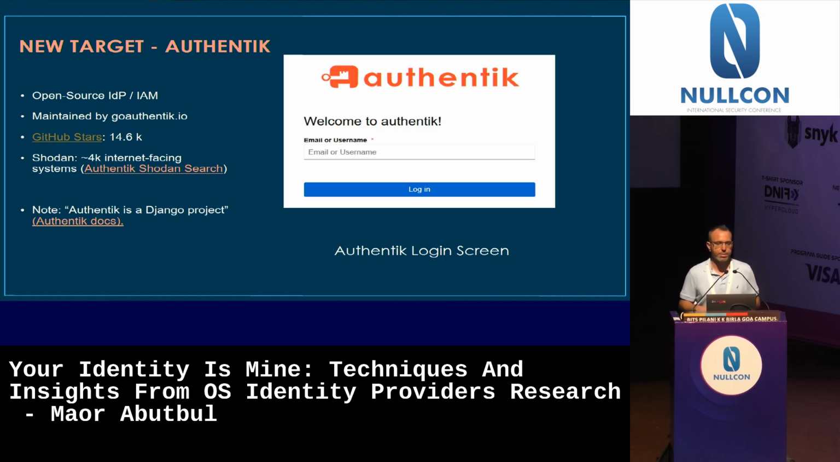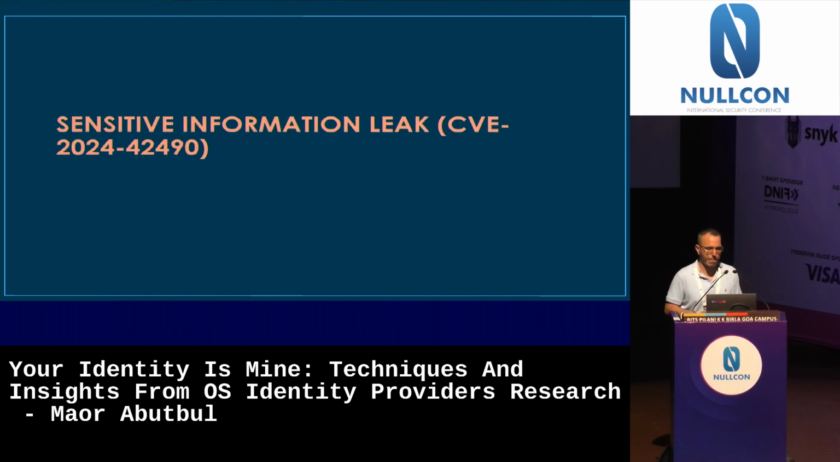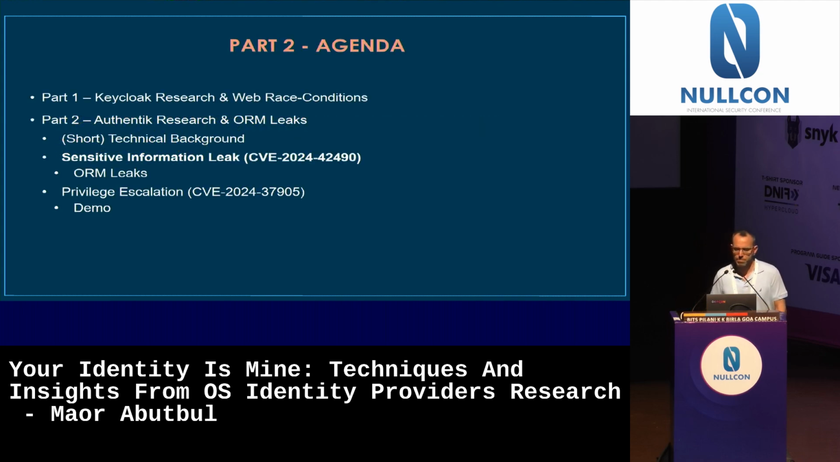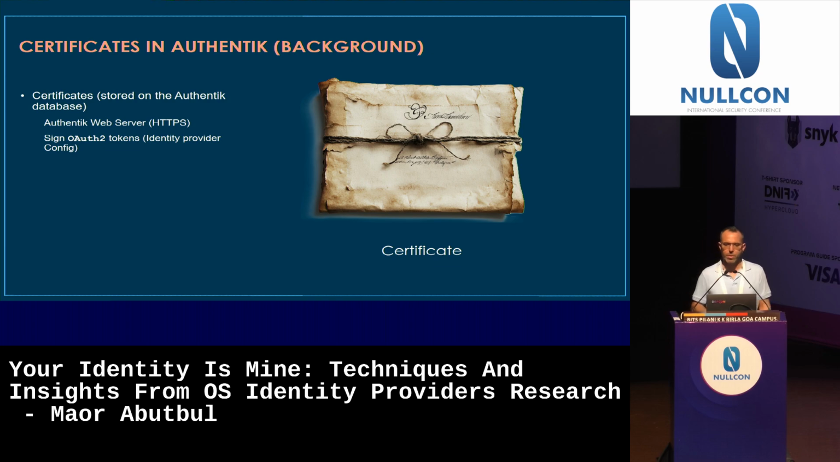Our new target, Authentik, is an open source identity provider maintained by goauthentik.io. Authentik is a Django project. We'll dive into our first Authentik vulnerability, sensitive information leak. We'll start with some background for this part.